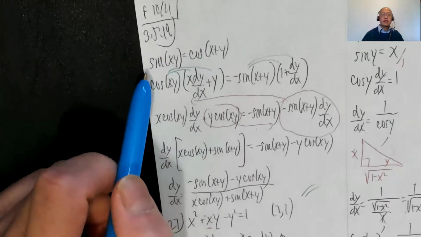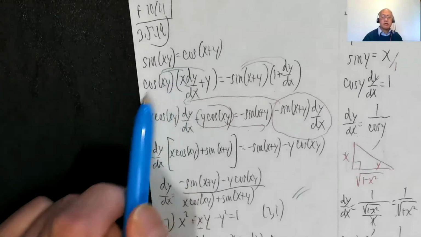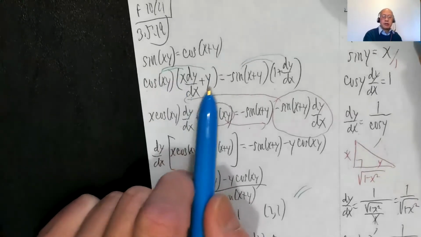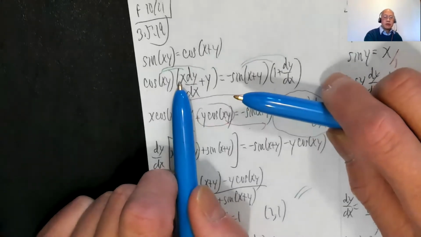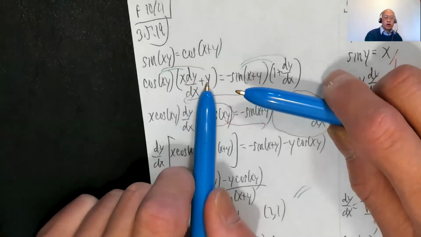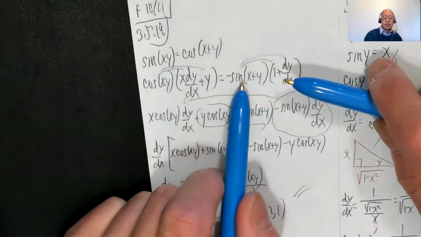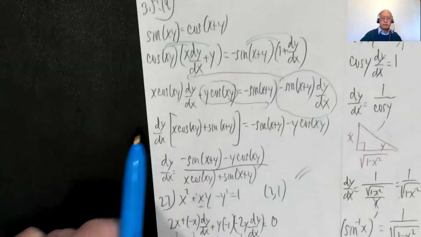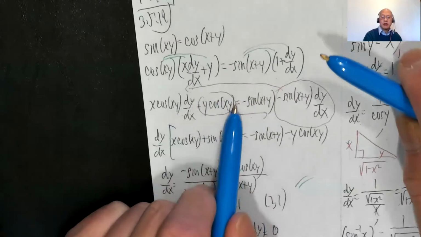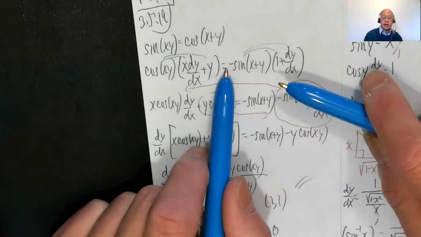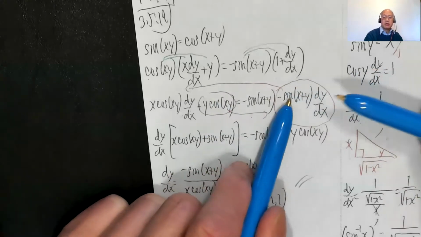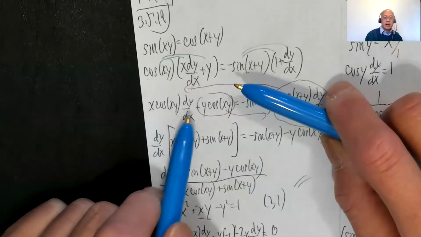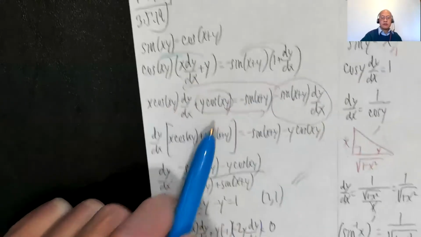Okay, 3.5, number 19, sine of xy equals cosine of x plus y. So differentiate this, cosine xy, then by the chain rule times the derivative of the inside, which is a product. So first times derivative of the second, dy dx, plus y times 1, equals negative sine x plus y times derivative of the inside, 1 plus dy dx. All right, distribute over here. So if I distribute negative sine x plus y minus sine x plus y dy dx, distribute here, x cosine xy dy dx plus y cosine xy, very messy.